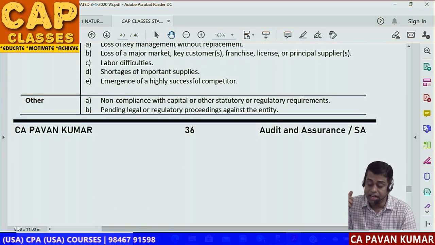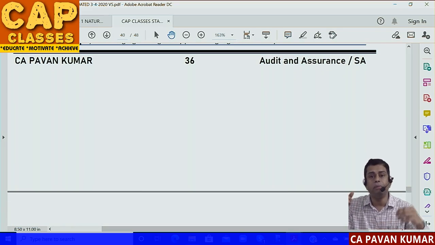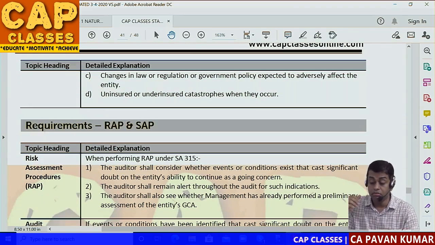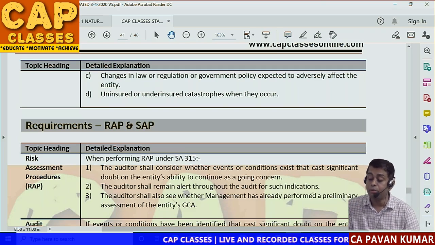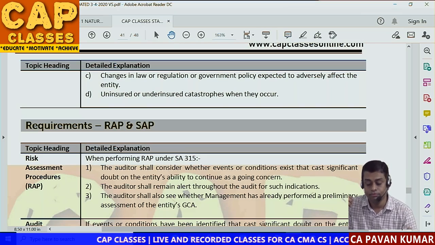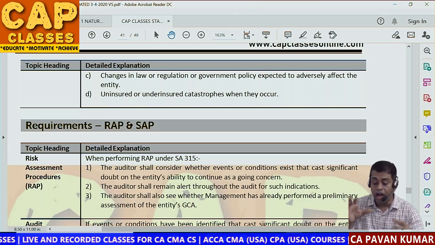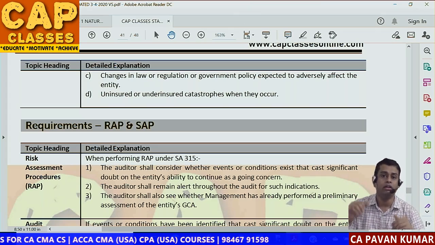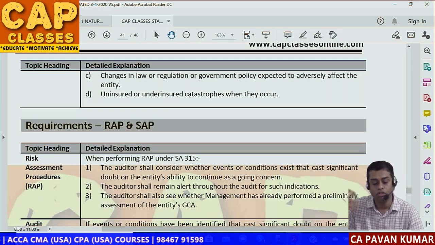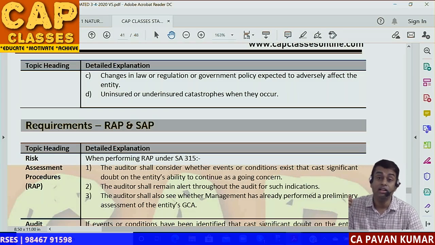Okay. Other indicators. Non-compliance with capital or other statutory regulatory requirements, like Yes Bank. Pending legal or regulatory proceeding against the entity. One big court case is going on. If the judgment is against you, beta, you are gone. Changes in law or regulation or government policy expected to adversely affect the entity. Uninsured or underinsured catastrophes when they occur. So you have uninsured or underinsured assets. In a natural calamity, these assets are destroyed. No insurance coverage. So watch the movie Oh My God, the Act of God. So insurance, no cover. Will the entity survive?